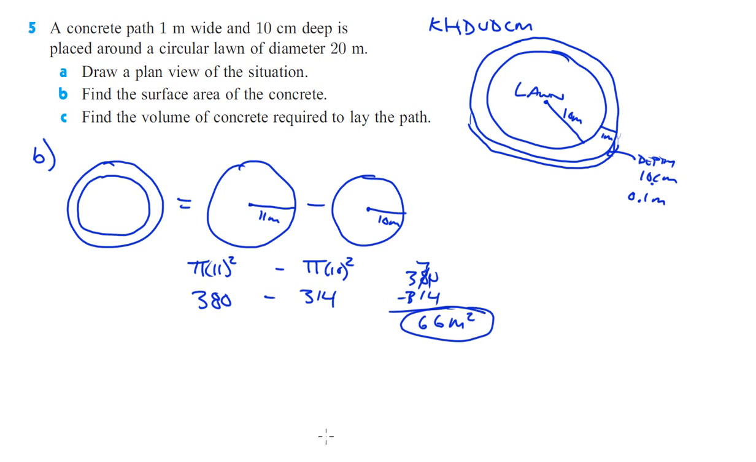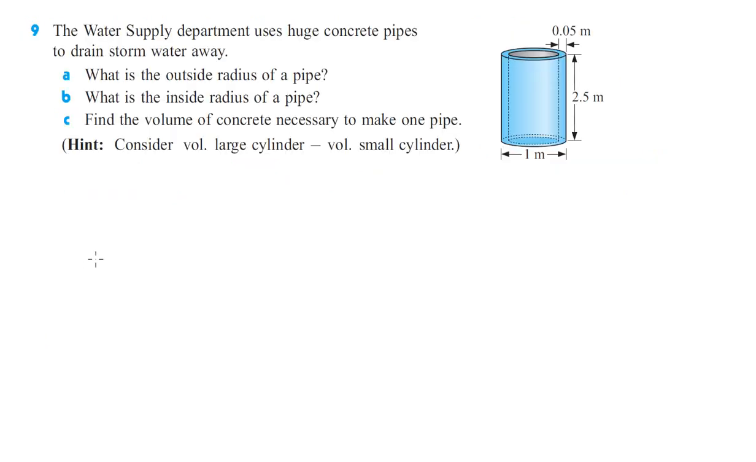Alright, so now find the volume of the concrete required to lay the path. So we've found the area essentially of the base. Now we just have to multiply it by the depth or the height, right? So for part C, we're just going to take 66 square meters and multiply it by 0.1 meters, and that's going to give us 6.6 cubic meters of concrete is what we need to use to lay the path. Alright? Okay. Moving on to number 9.